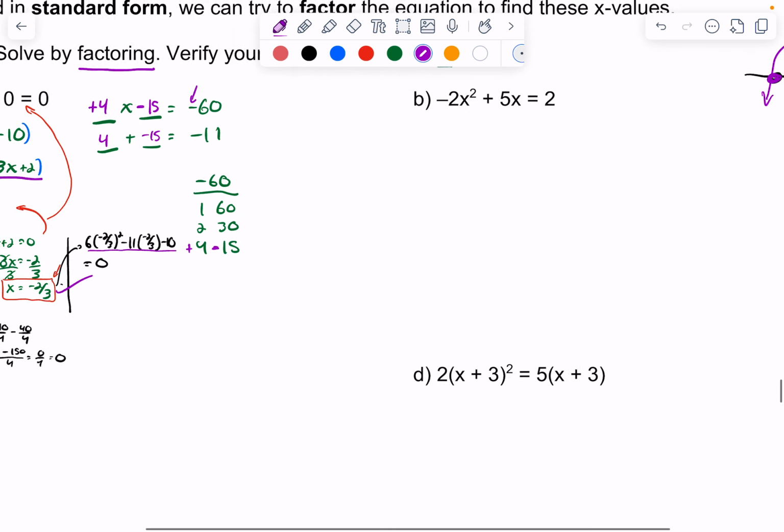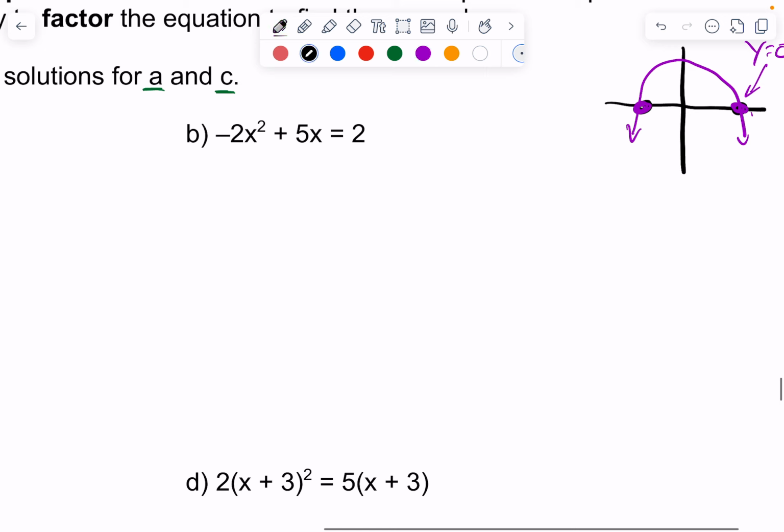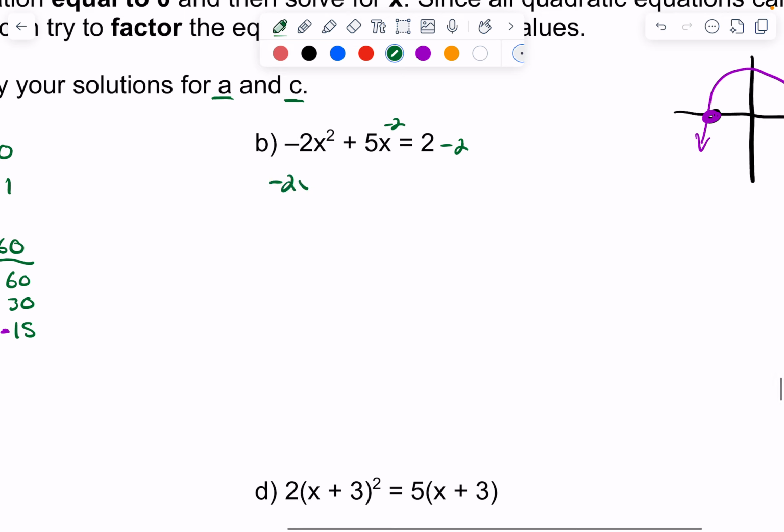All right, let's go again for part B. So here we go. We need to factor this, but first, before we factor, because this is a standard form, we need to have this set to 0. But clearly it's not set to 0, it's set to 2. So take away 2 from this side, take away 2 from this side, and then you will have it set to 0. Now you can factor.